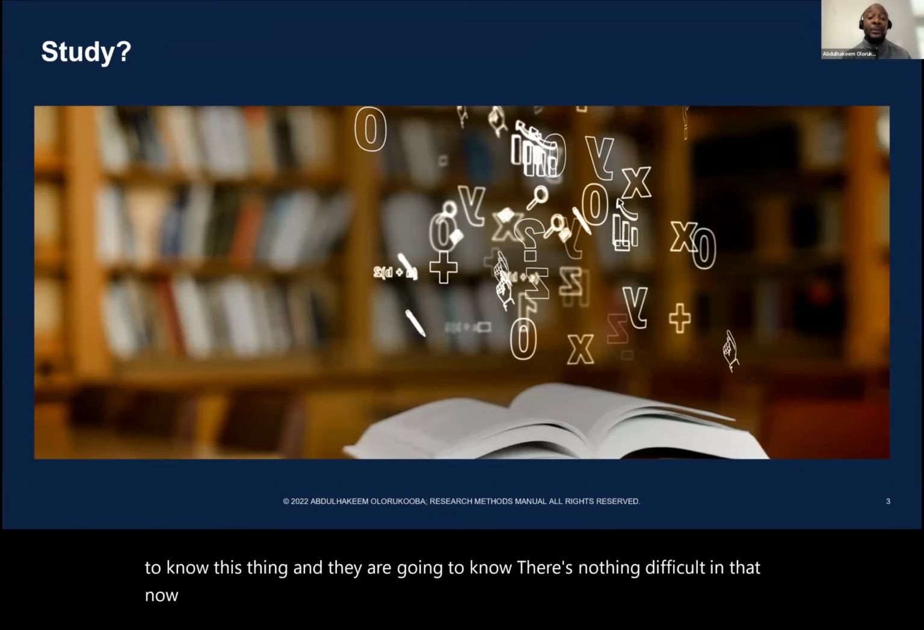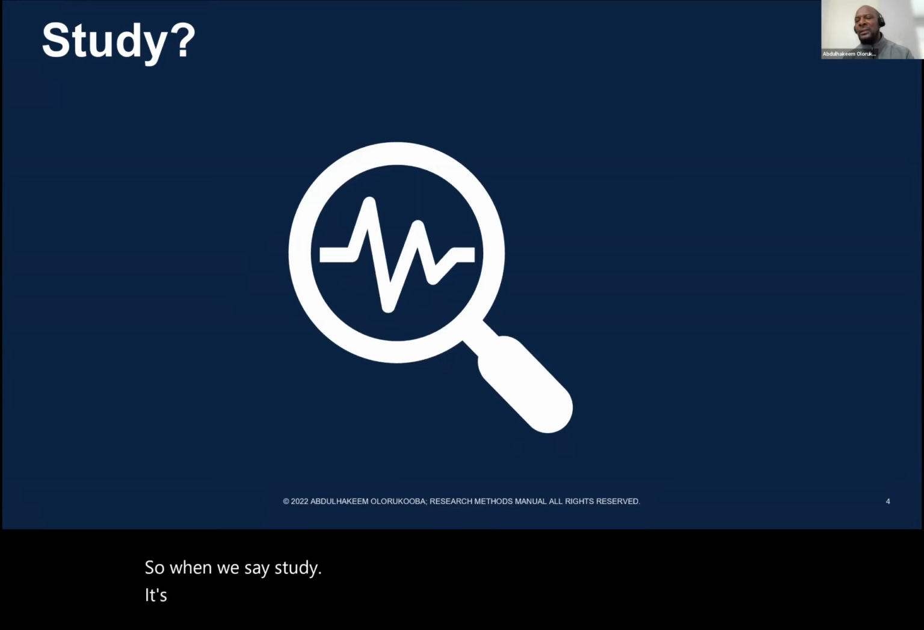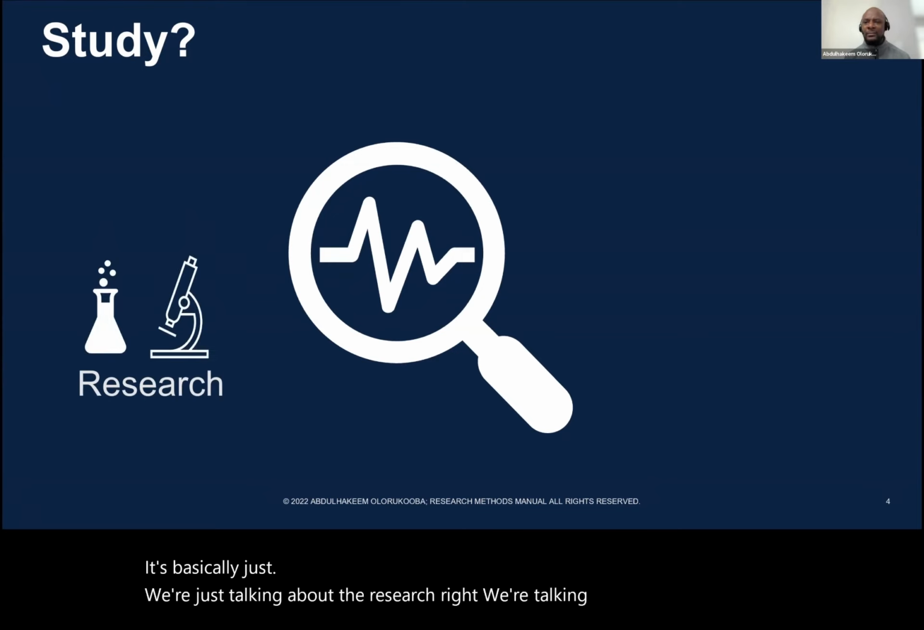Now, it's important that you know this because this has to do with research. If you say you're a researcher and you don't know this, then there's trouble. So what do we mean when we say this study? Really study? Is it like going to study a book, carry a book and just study? Like a medical student saying, I'm going to class to study. Or what exactly do we mean by this study? So when we say study, we're just talking about research, right? We're talking about you doing research, okay?